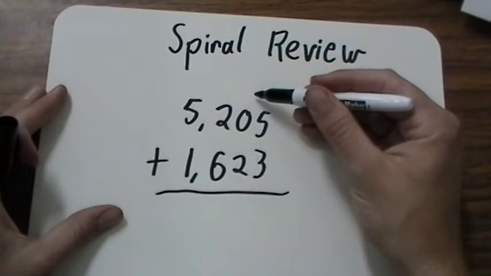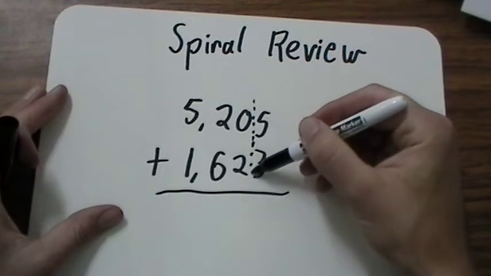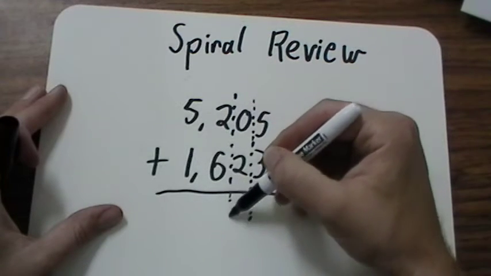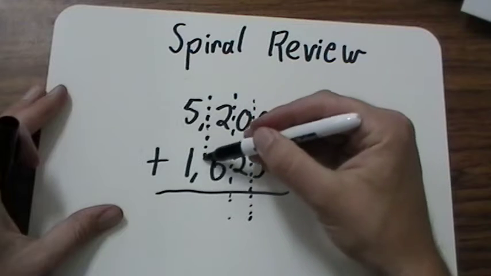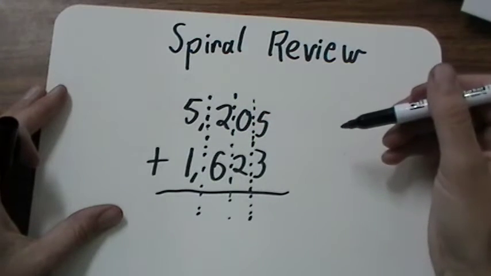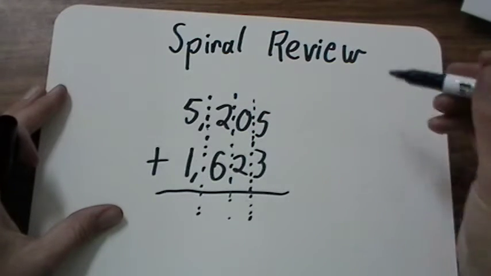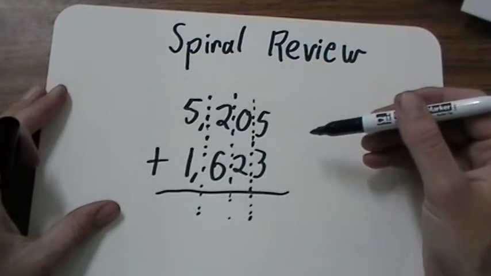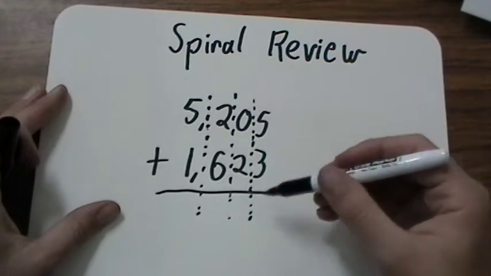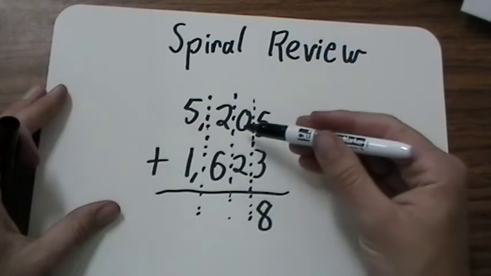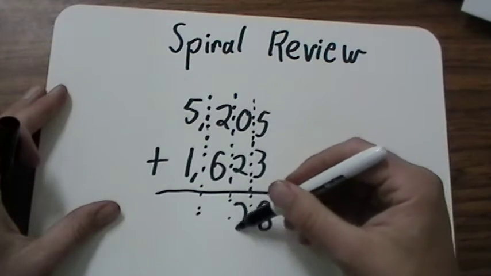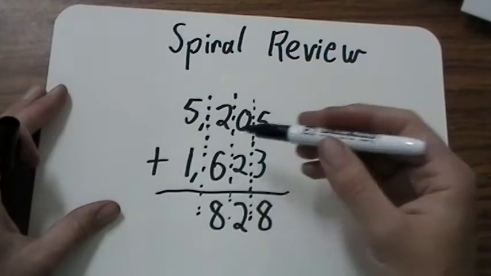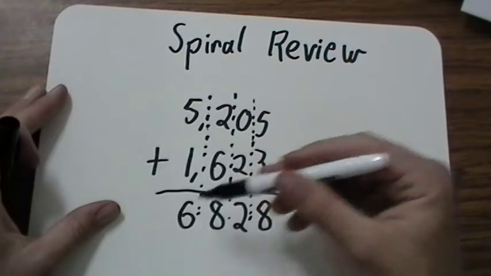All right? Now, when we work with operations like this, I want you to imagine that there's dotted lines separating each of the columns. All right? That helps me realize the place value of each number. Now it's just like I'm doing 4 addition problems. 5 plus 3 is 8. 0 plus 2 is 2. 2 plus 6 is 8. 5 plus 1 is 6.